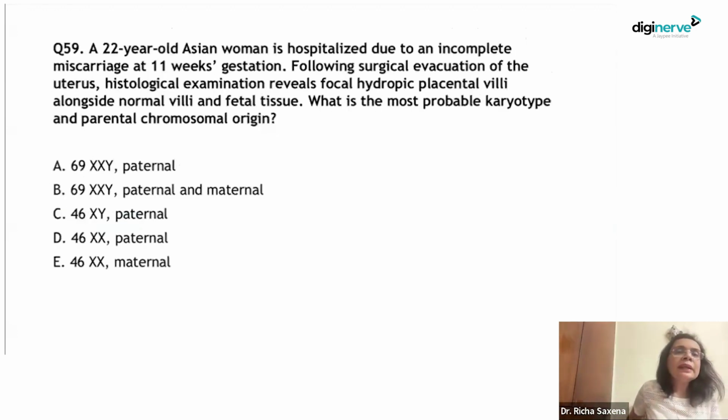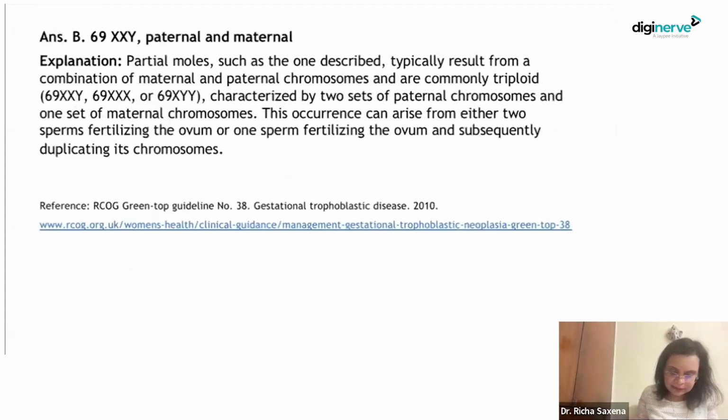A 22-year-old Asian woman is hospitalized due to an incomplete miscarriage at 11 weeks gestation. Following surgical evacuation of the uterus, the histological examination reveals focal hydropic placental villi alongside normal villi and fetal tissue. What is the most probable karyotype and parental composition? So what is the molar gestation we are talking about in this case? Yes, we are talking about an incomplete mole, and so it is 69XXY, which is paternal and maternal. I just showed you how it is.